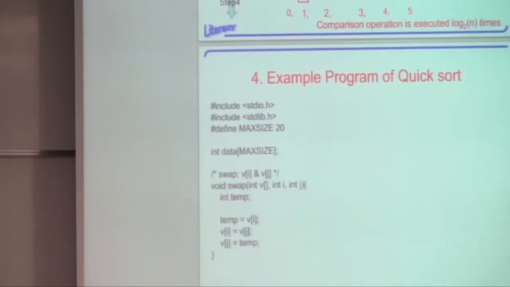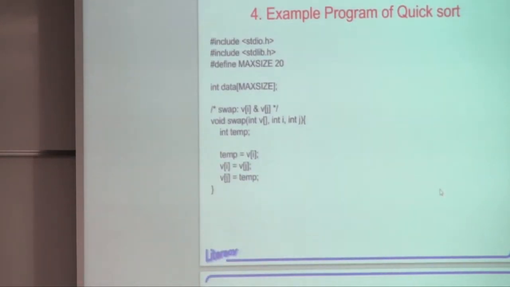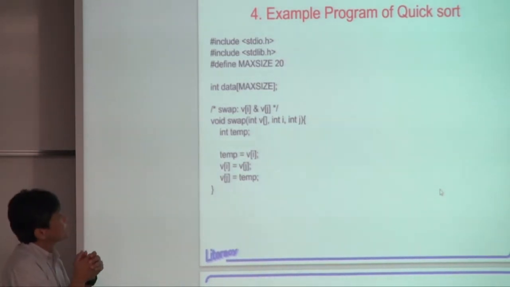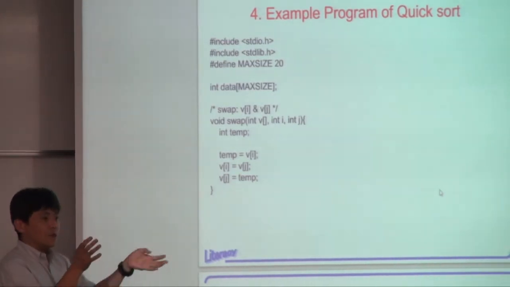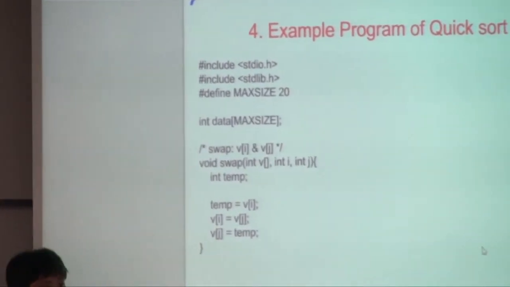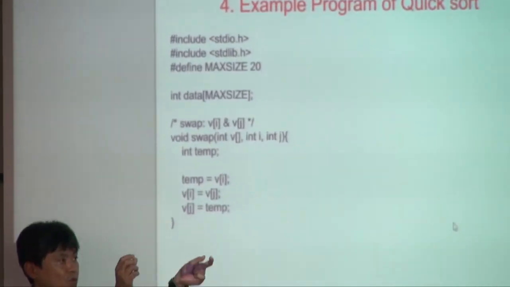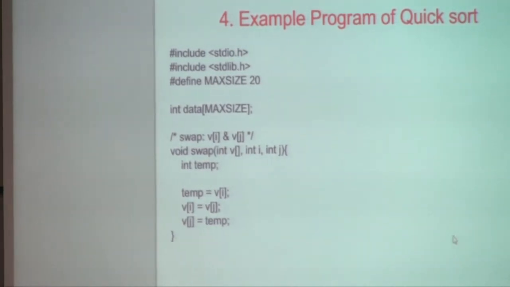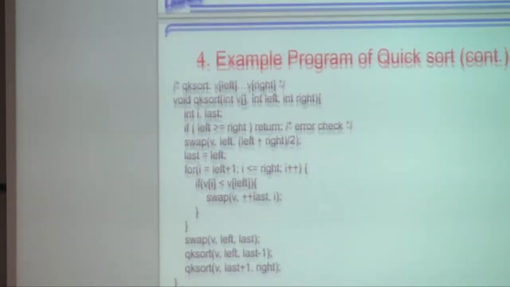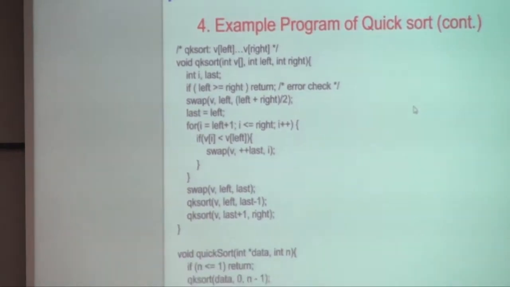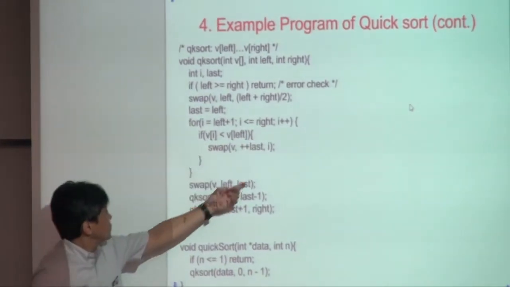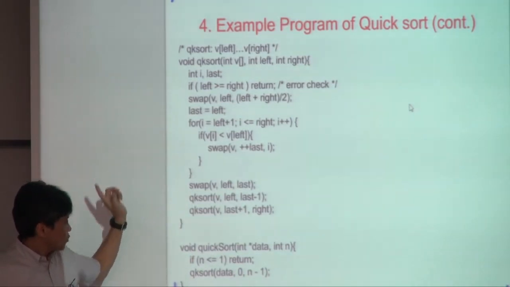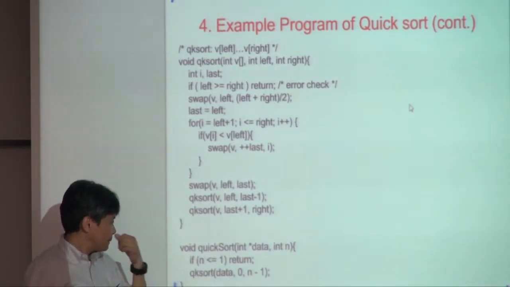So this is the actual program of the quicksort algorithm. You can change the element positions. First, you have to define the swap function, which changes the position of two elements, swapping. And the main part of quicksort is here. Actually, the quicksort algorithm is called here.